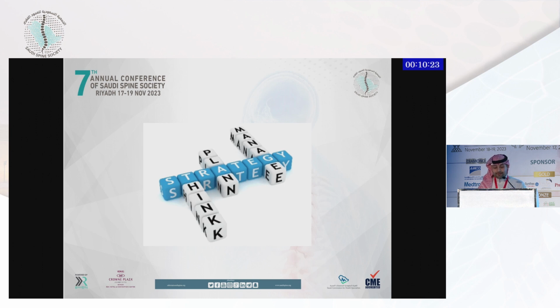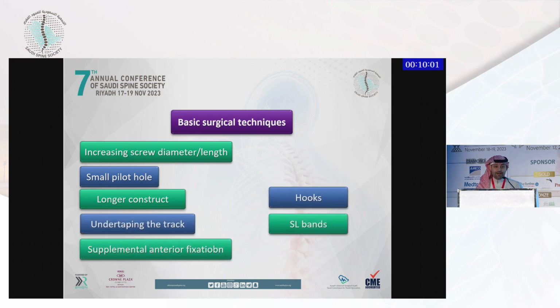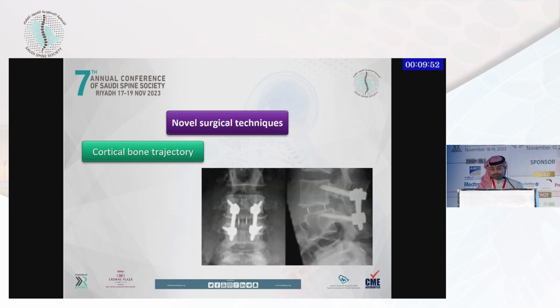So what are the strategies that we can use to improve or minimize complications? There are basic surgical techniques, which include increasing the screw diameter or length, starting a small pilot hole, using a longer construct, which means longer levels or more levels, and under-tapping the track. Personally, I never tap any pedicle. Other options are supplemental anterior fixation, or using hooks, sublaminar bands or Mersilene tape.